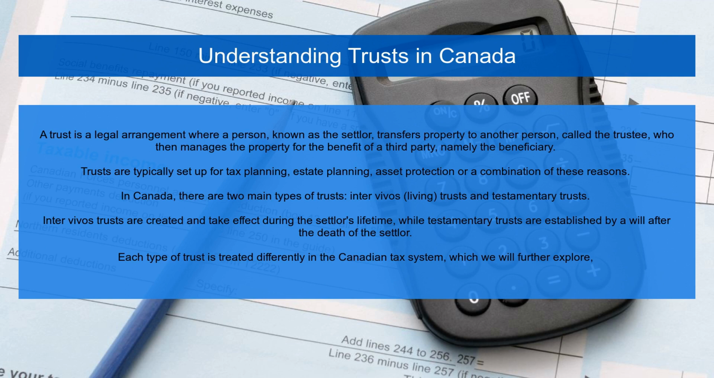In Canada, there are two main types of trusts: inter vivos (living) trusts, and testamentary trusts. Inter vivos trusts are created and take effect during the settlor's lifetime, while testamentary trusts are established by a will after the death of the settlor. Each type of trust is treated differently in the Canadian tax system, which we will further explore.